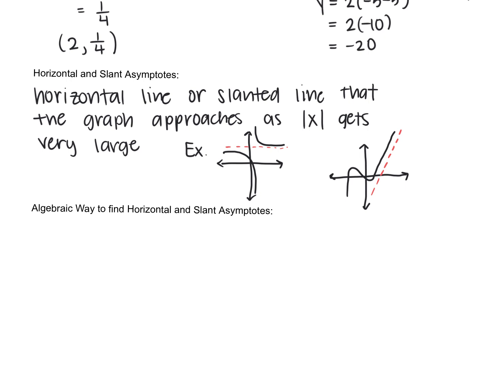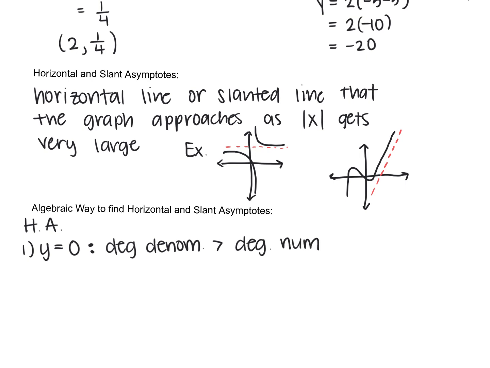So we're going to start with our horizontal asymptotes, which we're going to abbreviate HA. So the first one is the horizontal asymptote y equals 0. And that happens when the degree of your denominator is greater than the degree of your numerator. So for example, if I have y equals x over (x squared minus 1), the degree of my denominator is 2, and the degree of my numerator, even though I don't write it, is 1.